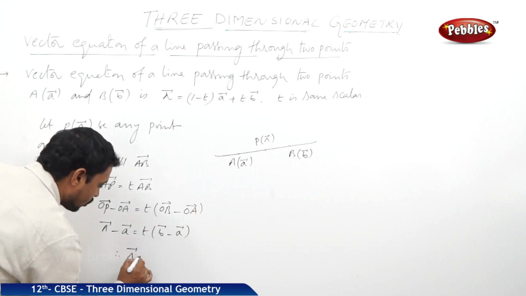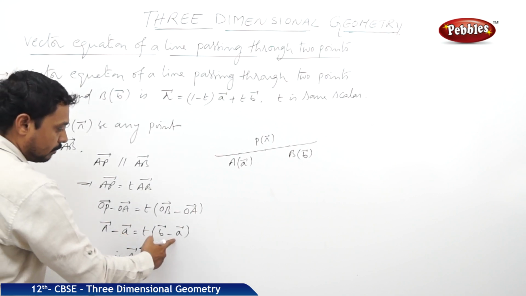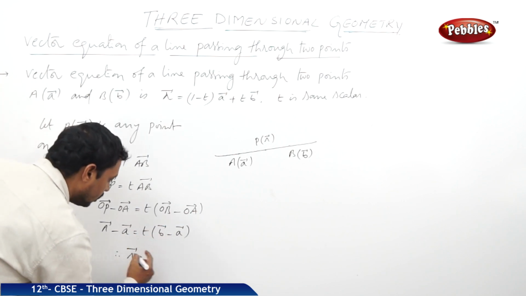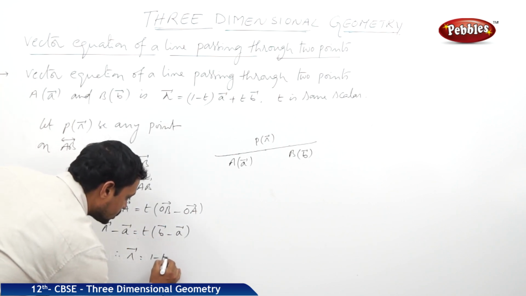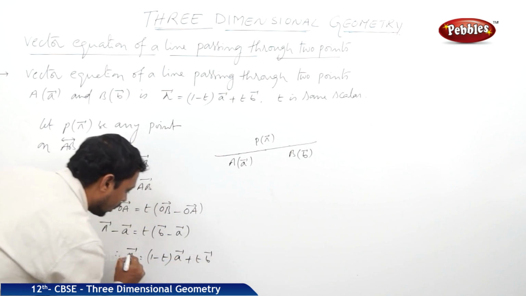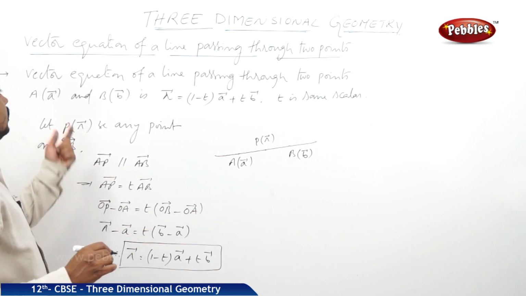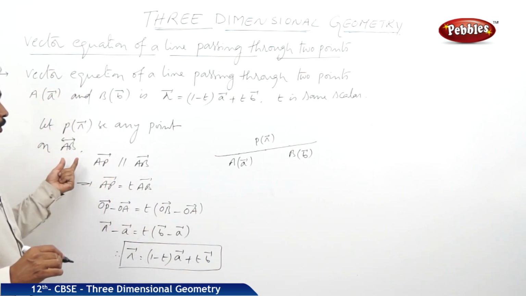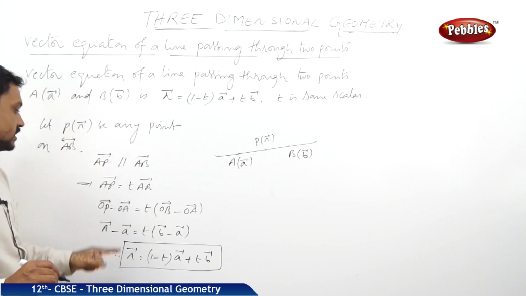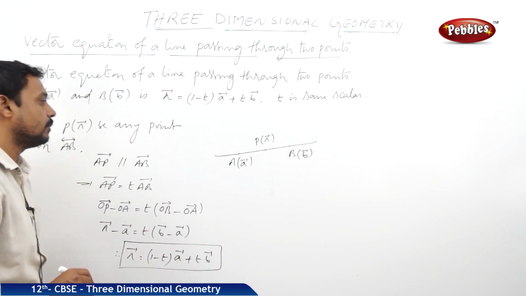Therefore, R bar is equal to, move this A bar to the right side, but here it is already minus T into the A vector. So, when we take A bar common, that is (1 minus T) into the A vector plus T into the B vector, where T is a scalar quantity. See, the vector equation of a line passing through 2 points with the position vectors A bar and B bar is given by R bar is equal to (1 minus T) into A bar plus T into B bar.